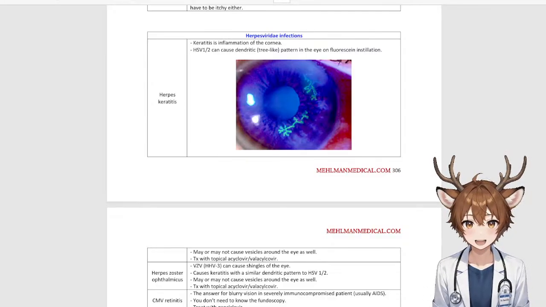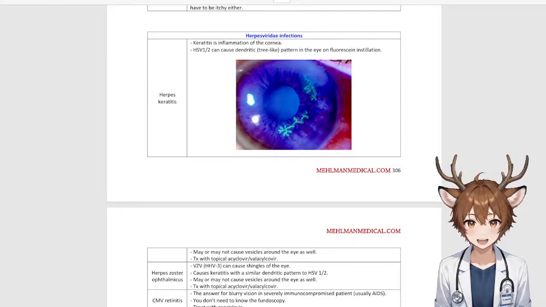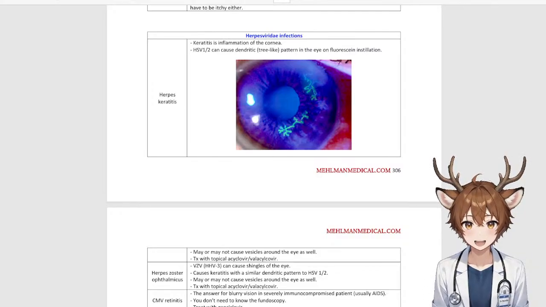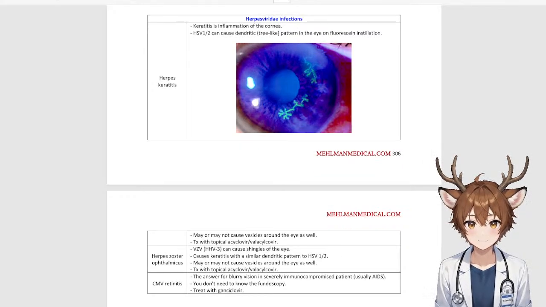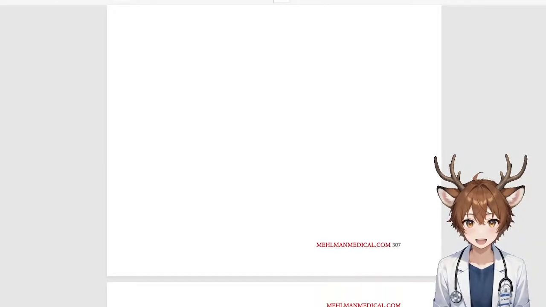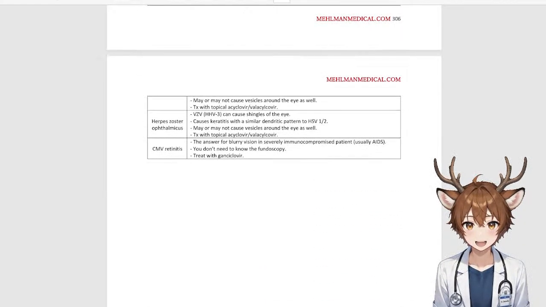CMV retinitis. The answer for blurry vision in severely immunocompromised patients, usually AIDS. You do not need to know the fundoscopy. You treat with ganciclovir. Okay, and that is the end of the ophthalmology section for the Mehlman Medical Internal Medicine PDF.